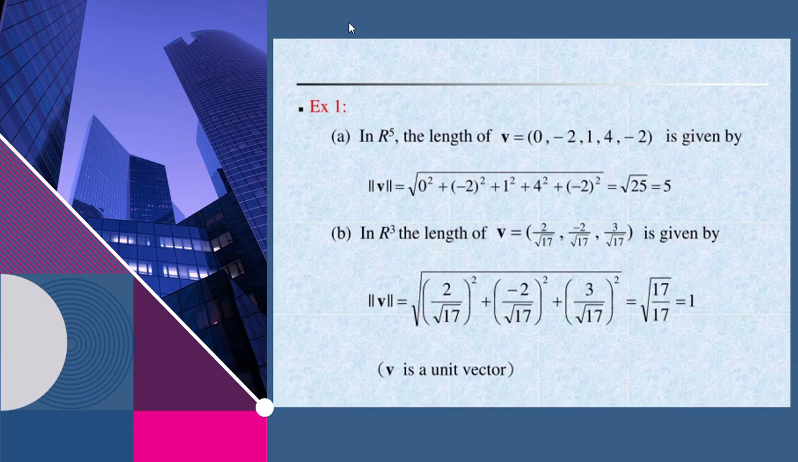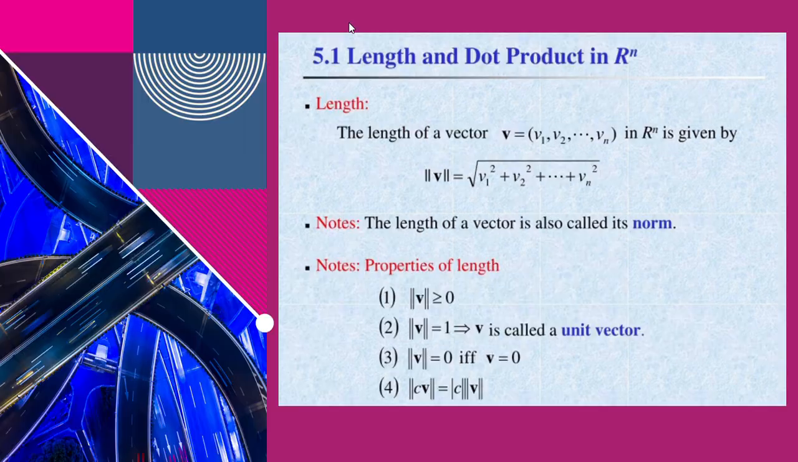In example B, the vector has fractions using the square root of 17. When we square each fraction and add them, we get 17 over 17, which is exactly 1. So this vector already has a length of 1. That means it is already a unit vector, based on this property.